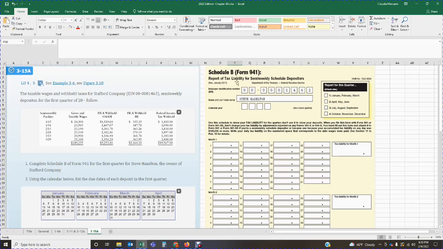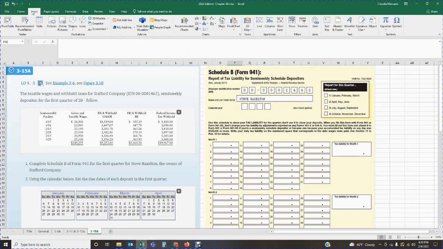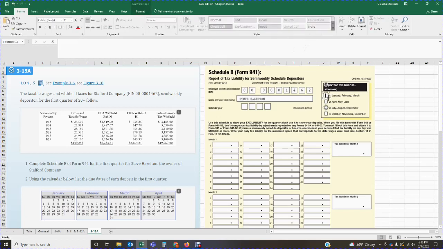Okay, so the top part is just general information. It is the company's employer identification number, which is provided there. That is entered. And the name of the business, Steve Hazelton. Okay, we're going to go ahead and we're going to select the quarter that we're doing it for. The problem said that we are doing it for the first quarter. So we're going to go ahead and we're going to enter an X there.